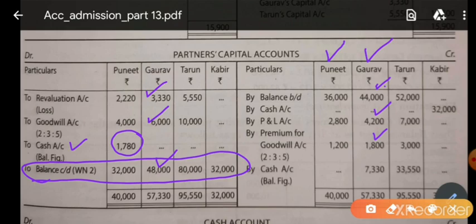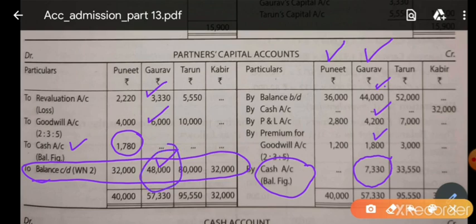And you will find that in Gaurav's account, we have 7330 less on the credit side. So now credit side is coming less. So if credit side is coming less, write the balance on the credit side and write by cash account. This means that Gaurav's capital is less. So he will contribute 7,330 rupees to make his capital equal to 48,000.